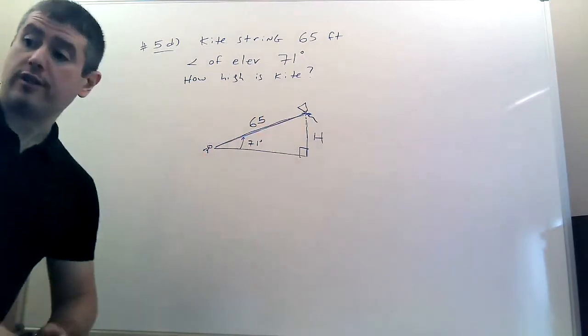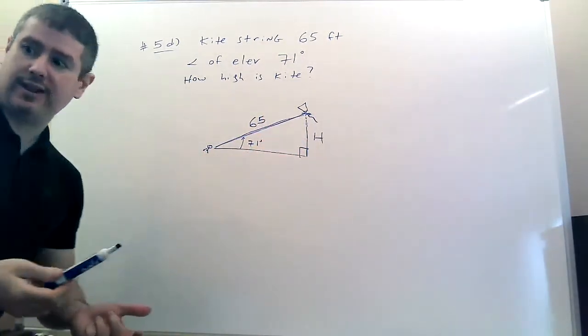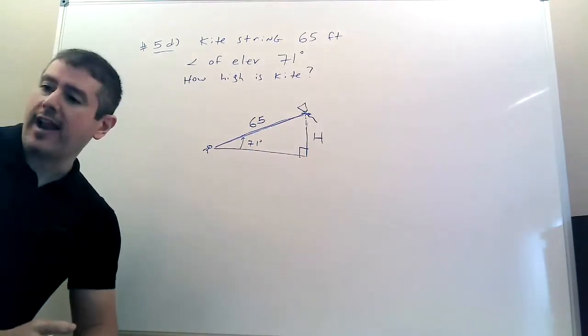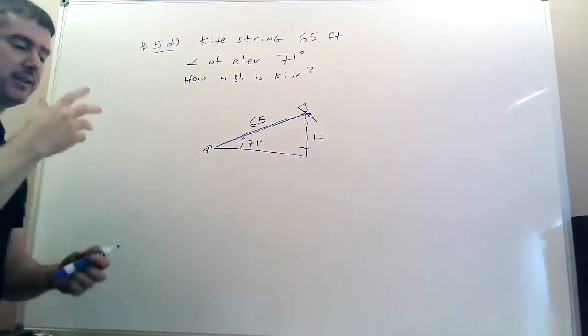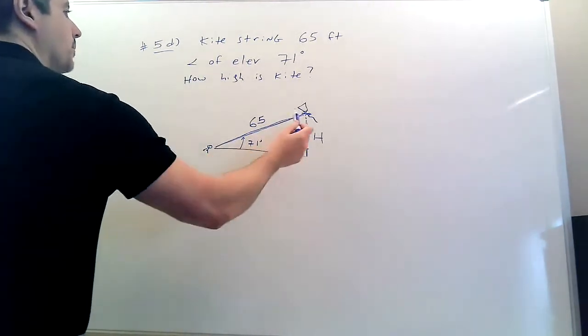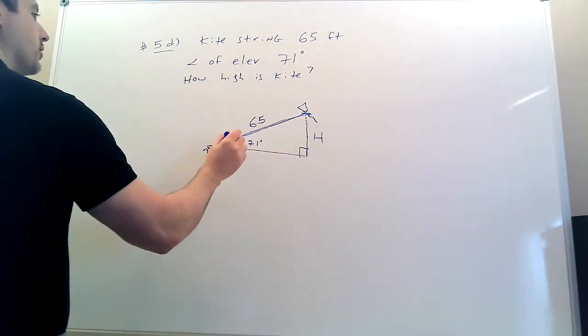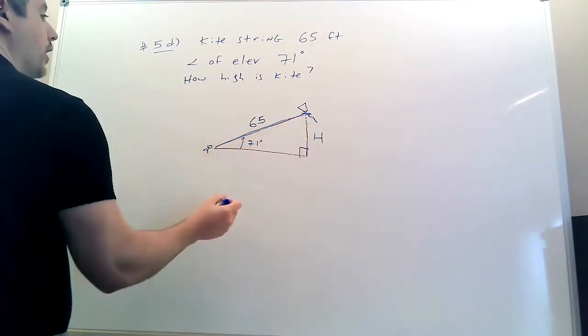If you draw this wrong, if you think that the string is here, it doesn't make much sense. The kite doesn't go straight up. And how would you find how high off the ground it is? I mean, if it was 65 feet, it doesn't make sense. So the length of the string is 65. The angle of elevation that the kite forms with the ground is 71 degrees, and I'm looking for how high off the ground it is.